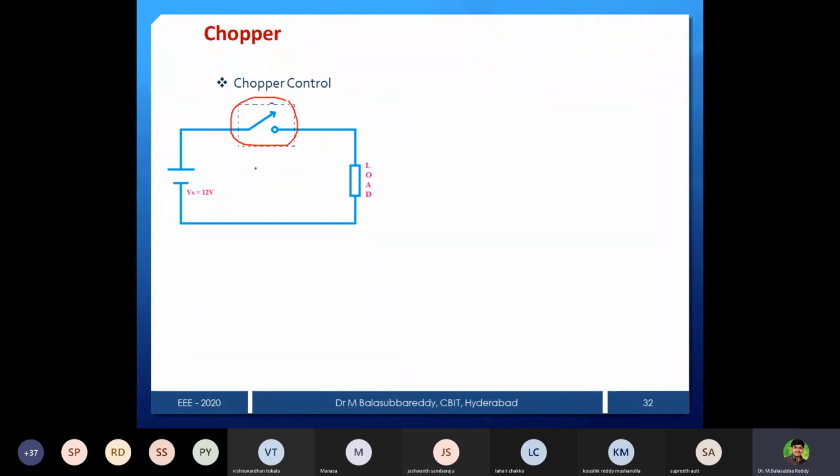What is it doing here? Suppose I close the switch, how is the switch going to be closed? It is not a manual one. By giving a firing pulse to this switch, the switch is automatically going to be closed. So for that we need a firing pulse. Here, instead of calling it a firing pulse, we call it the duty ratio, or delta. That is the duty ratio. Here the delta will be varied by means of the control strategy.